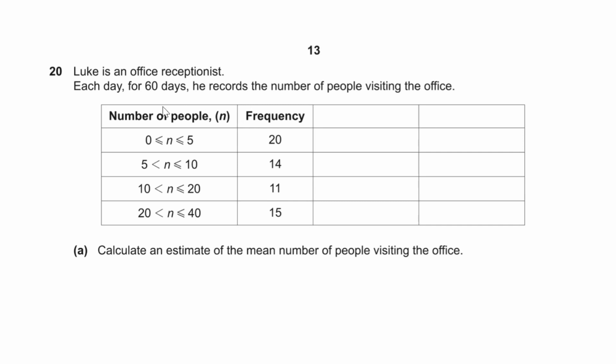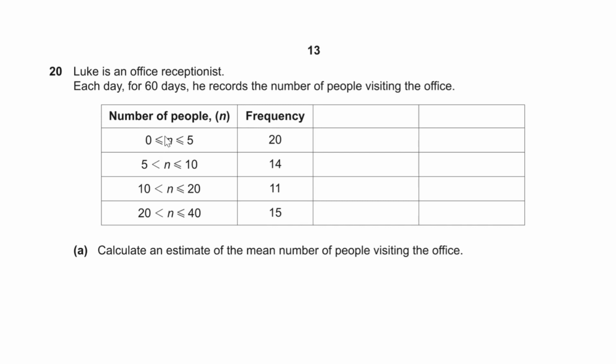Question number 20. Luke is an office receptionist. Each day for 60 days he records the number of people visiting the office. So we've got the number of people and the frequency, and for part A we have to calculate an estimate for the mean number of people visiting the office.